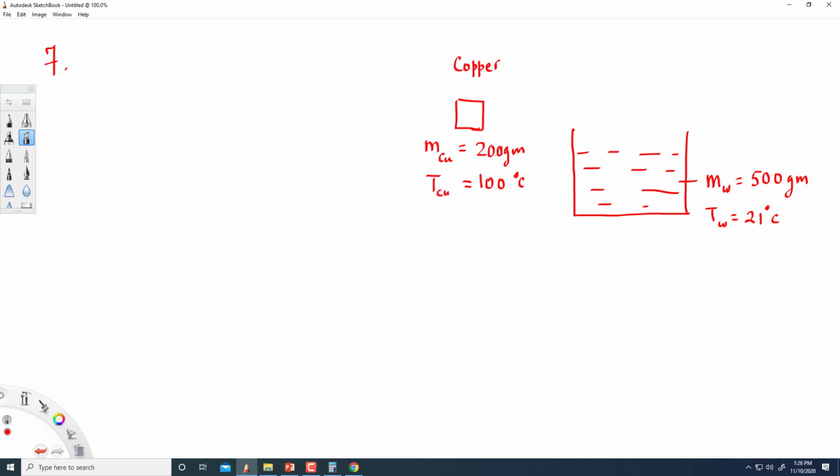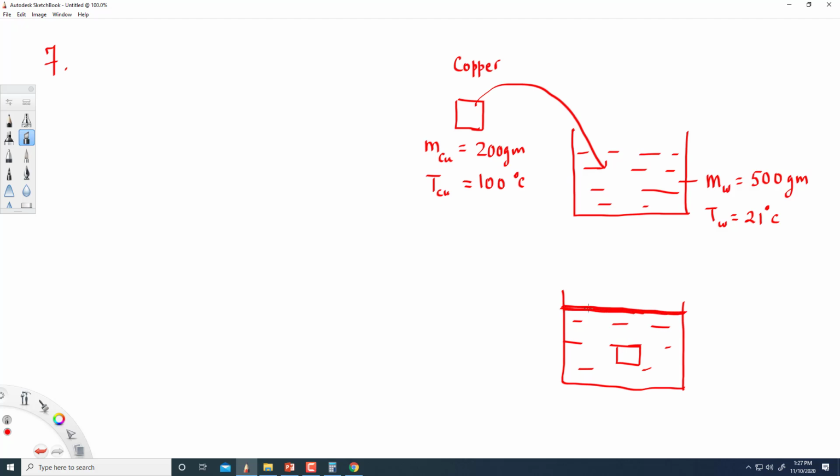So when you put this copper in water, and then you stir that mixture, and you cover it with some styrofoam or something, so that the heat doesn't escape to the environment. So now the temperature of this mixture, the final temperature, let's call it the final temperature, that is what we need to find. What would be the temperature of the mixture? What would be the final temperature after mixing the copper and water?